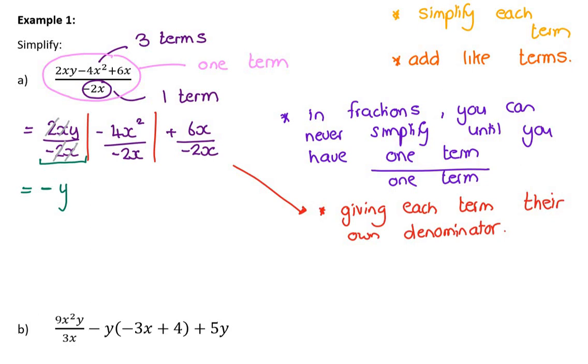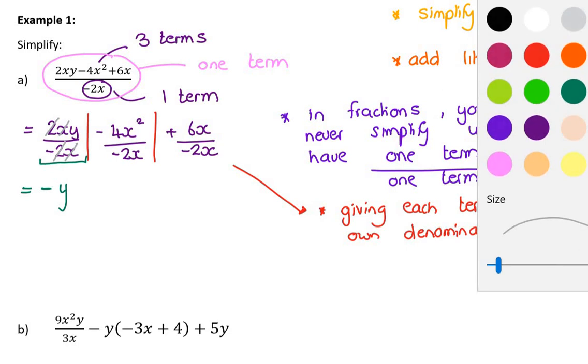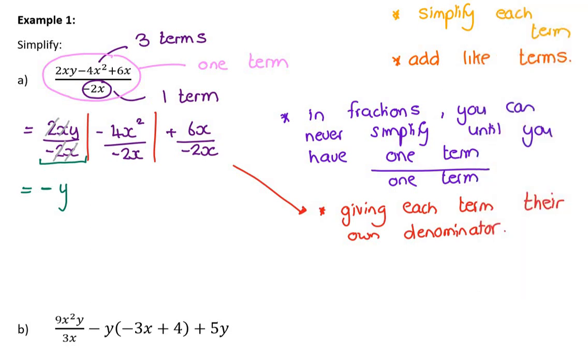Now if you are going to cancel like that, try and do it very lightly so the person marking your work can see what your logic was before you scribbled everything. Right, our next term, we have a negative divided by a negative is a positive.